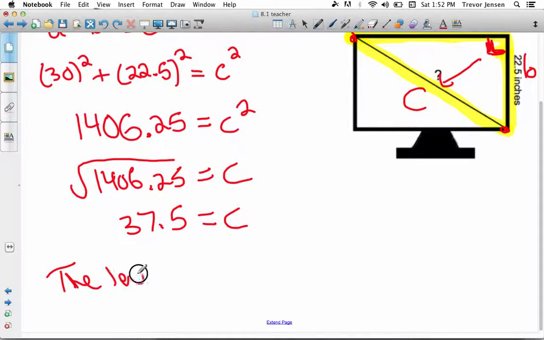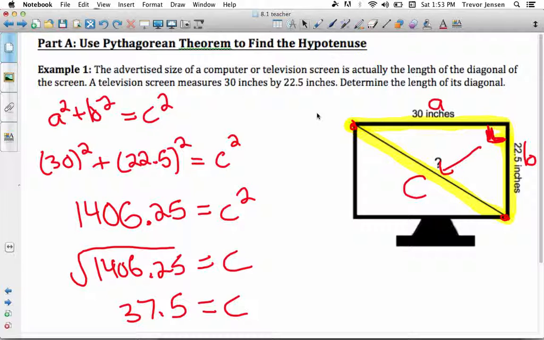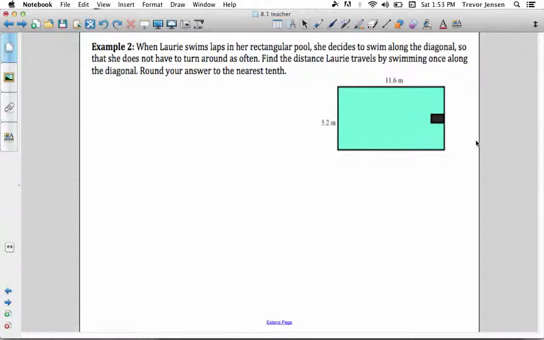The length of the diagonal is 37.5, and don't forget your units, we're working in inches. 37.5 inches. Good, there's our first question with Pythagorean Theorem done. So in this question, I was given the length of both of the legs, and we solved for the hypotenuse. Let's do another example where we'll do the same thing.